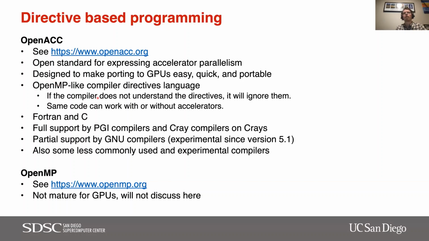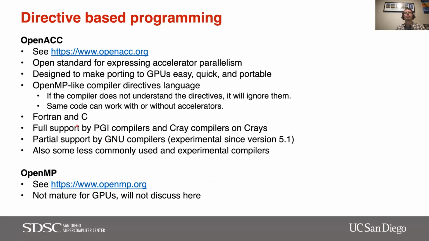And it's OpenMP-like compiler directives. If the compiler doesn't understand the directives, it will ignore them. So you can compile your code still with your whatever favorite CPU compiler. So the code can work with or without accelerators. It's available for Fortran and C. It's fully supported by the PGI compilers, Cray compilers. There's a partial support by GNU compilers, but they're also, of course, going into the OpenMP direction.